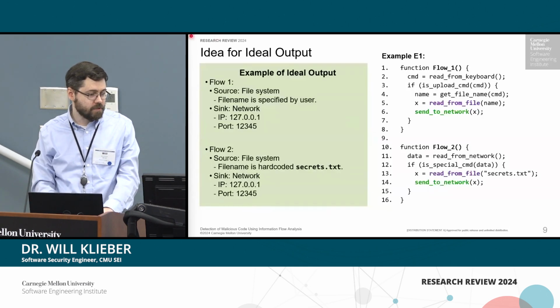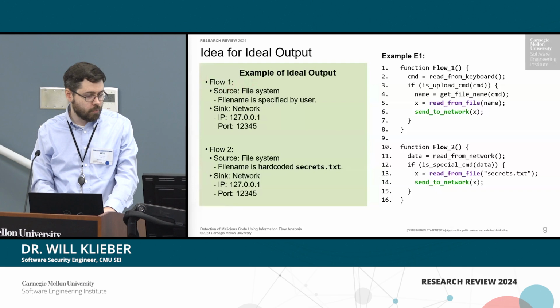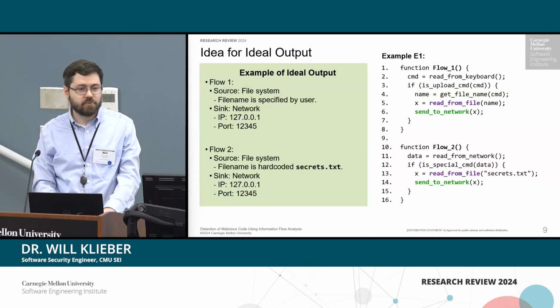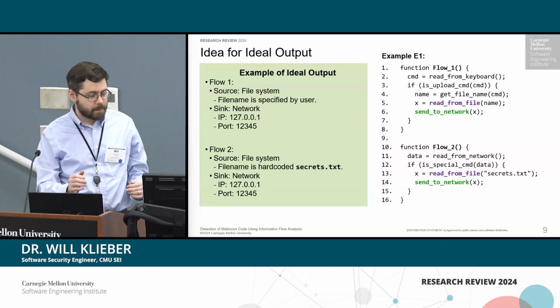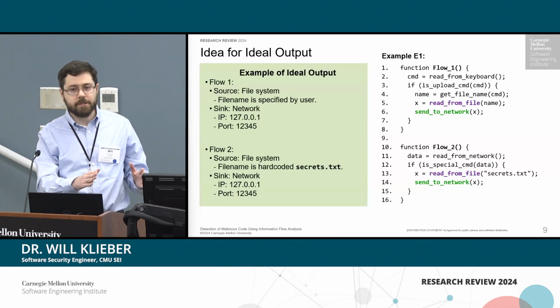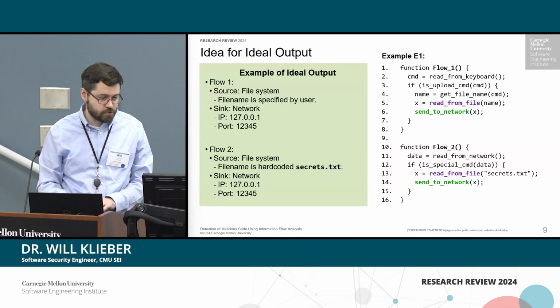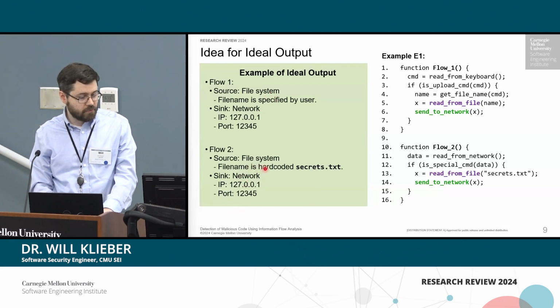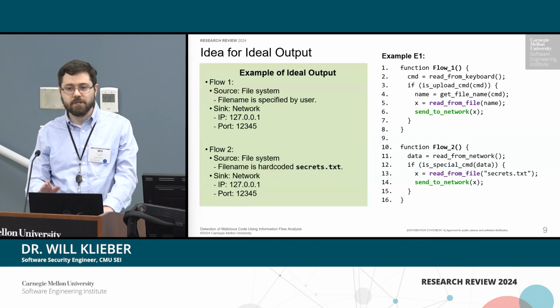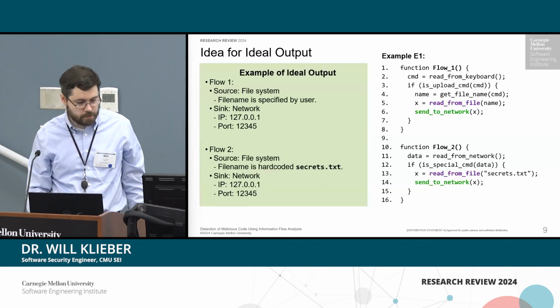So this over here is an example of what our tool would ideally produce. It would say in flow 1, the source is the file name specified by the user, and if the network socket has a hard-coded IP address or port number, we would provide those as well. And then flow 2 would be similar, except instead of saying that the file name is specified by the user, we would say that the file name is hard-coded, and we would give its hard-coded name.